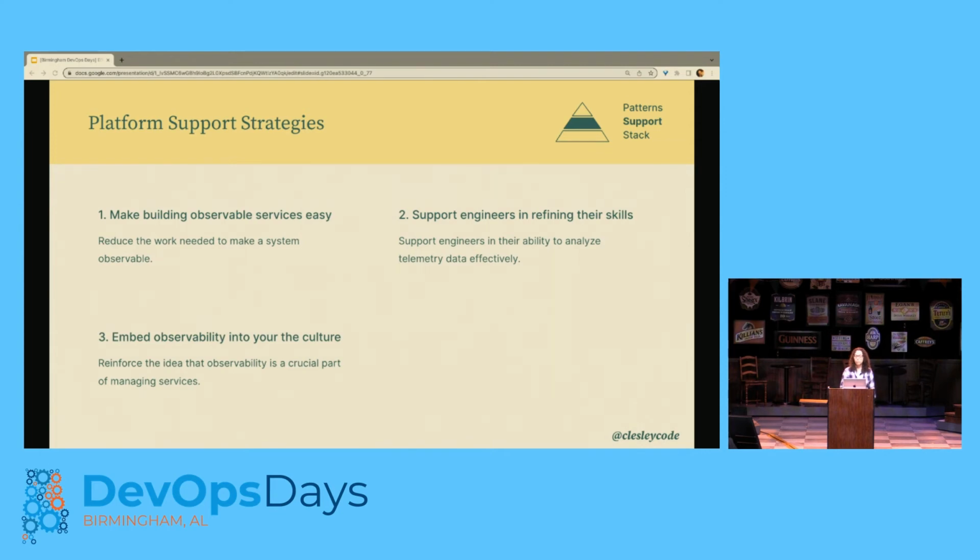And lastly, I think the most effective long-term strategy to support observability is embedding observability into your culture. So fundamentally, this means constantly reinforcing the idea that observability is a crucial part of what it means to manage production services. The strategies we just talked through do lay some foundation for this by making it part of your engineering culture, but there are plenty of ways that we can reinforce this.